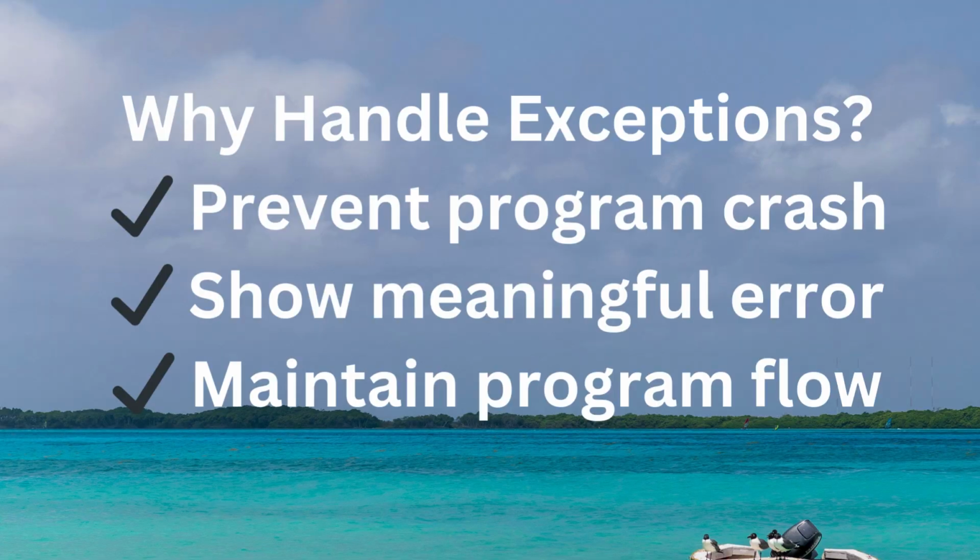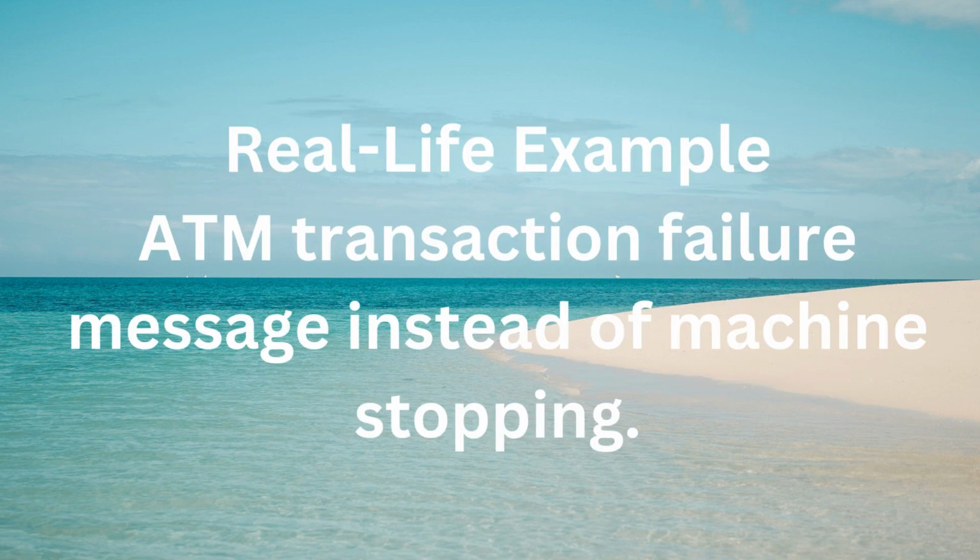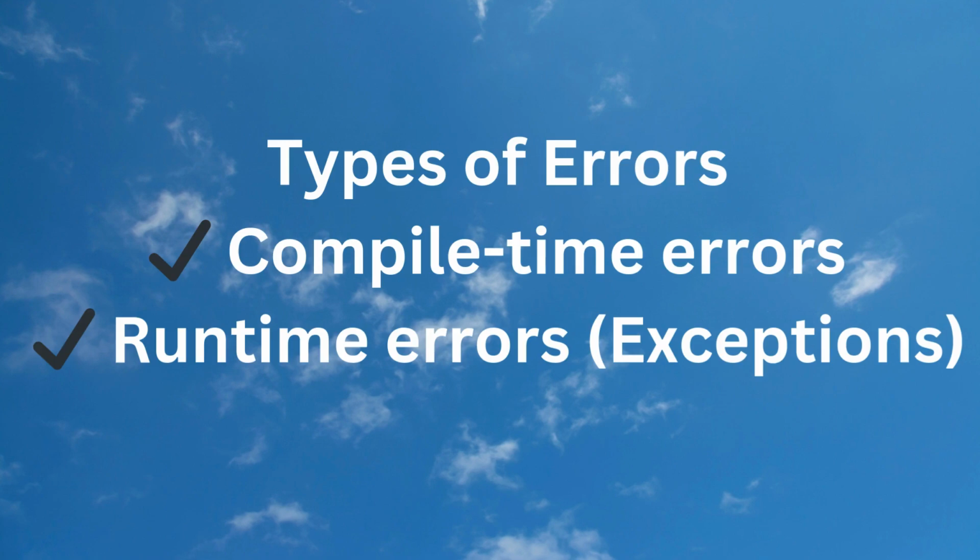So why should we handle exceptions? Exception handling helps prevent program crashes, allows us to display meaningful error messages to the user, and ensures that the remaining part of the program continues to run smoothly. A real-life example of exception handling is an ATM machine. If a transaction fails, the machine shows an error message instead of shutting down completely. This is exactly how exception handling works in Java.